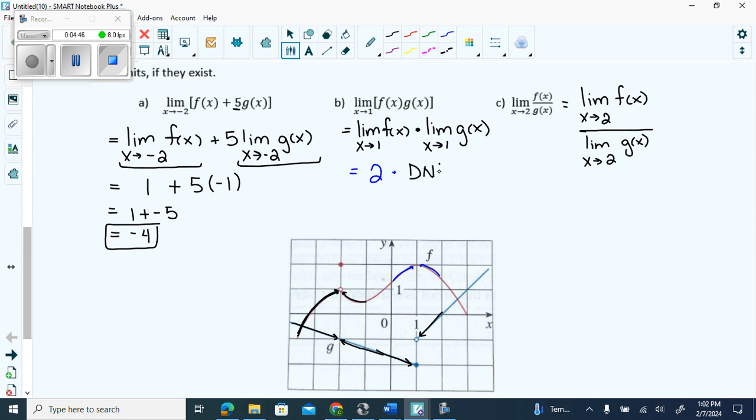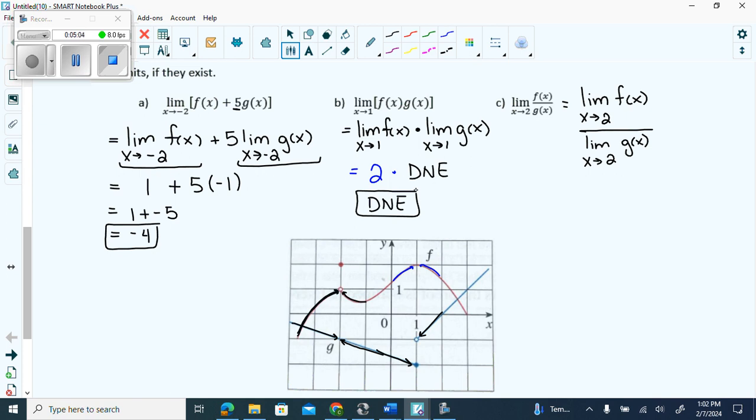That is not actual math. You can't do 2 times does not exist. It's just does not exist. So this limit just does not exist. The moment one of them doesn't exist, all of it's gone. Okay? Then we have the limit as x approaches 2.